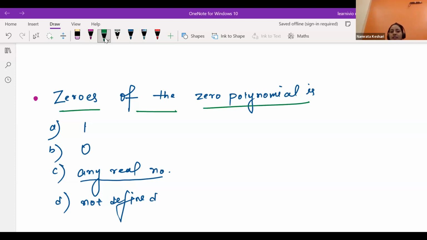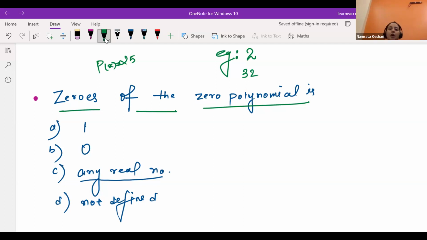Zeros of zero polynomial. An example of a zero polynomial is any polynomial having degree 0, that is any constant number, maybe 2 or 32 or 25. If such numbers are given, we call it a constant polynomial or zero polynomial. Zero of a polynomial means the value of the variable such that the complete polynomial becomes zero. If P(x) is 25, then zero means what value makes it zero.